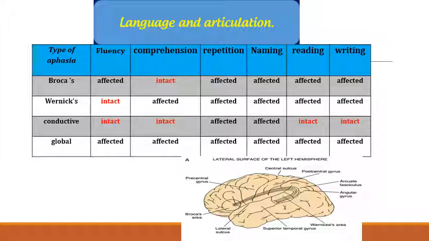If the lesion affects the arcuate fasciculus but Wernicke's and Broca's areas are intact, he can speak fluently and can comprehend words but can't repeat or name objects, while reading and writing are intact. If a massive lesion affects all this area, including Wernicke's and Broca's areas, we have what is called global aphasia. The patient can't speak fluently, can't comprehend, can't repeat, can't name, can't read, and can't write.